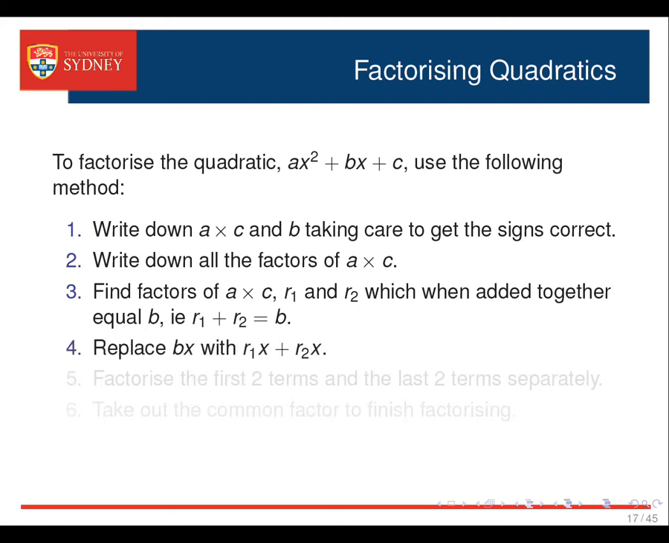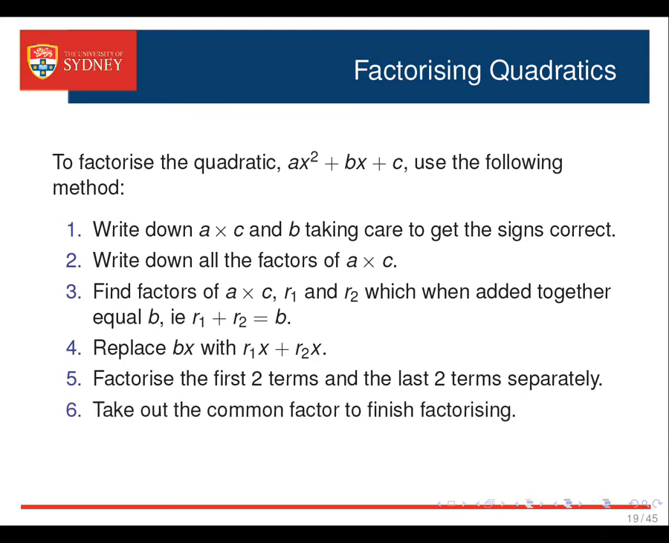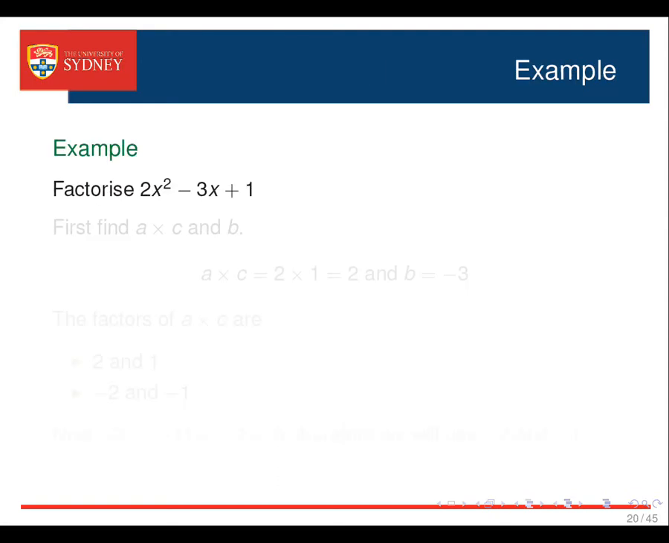After that, replace bx with r1x plus r2x. Now factorize the first two terms and the last two terms separately. Take out the common factor to finish factorizing. Let me now show you an example of what I mean for those steps.